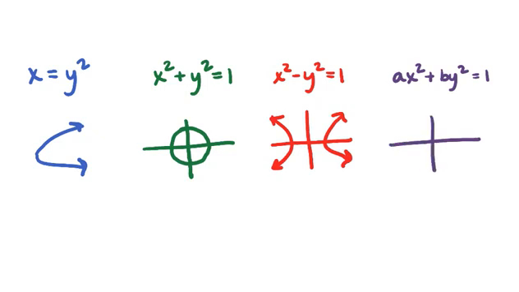All right, and then ax squared plus by squared equals 1. That's where, if a and b are different, it's going to be an ellipse. It's like a circle that got somehow out of proportion.